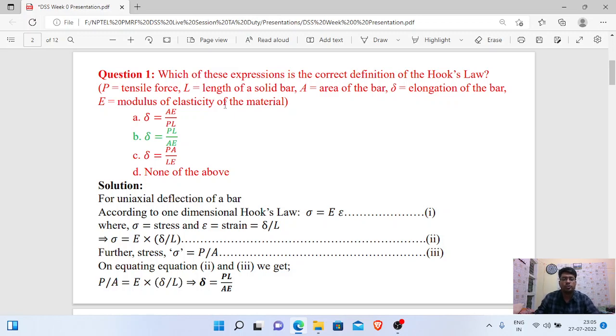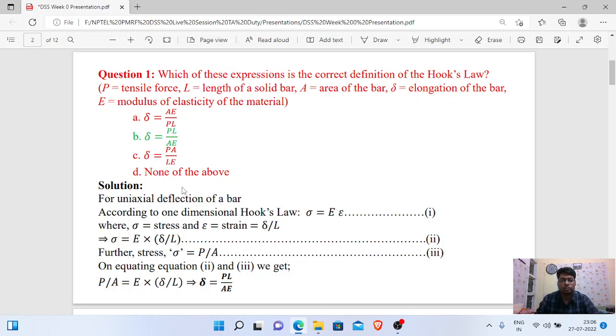Now what is the first question? Which of these expressions is the correct definition of Hooke's law? For your reference it is given: P equals tensile force, L equals length of a solid bar, A equals area of the bar, del equals elongation of the bar, and E equals modulus of elasticity of the material. These notations are used in the options, and they are provided in the question so that you are not misguided.